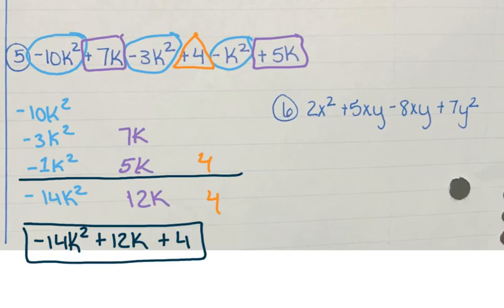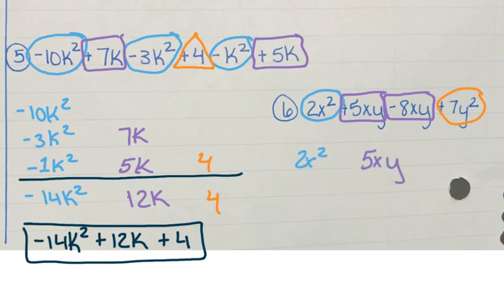All right, and our last one, probably the most challenging one, just because I added some extra things in there. So 2x squared. Then we have 5xy and negative 8xy. Those two go together. And then I have this 7y squared. So when I line these up, I end up with 2x squared, 5xy, negative 8xy, and then 7y squared.